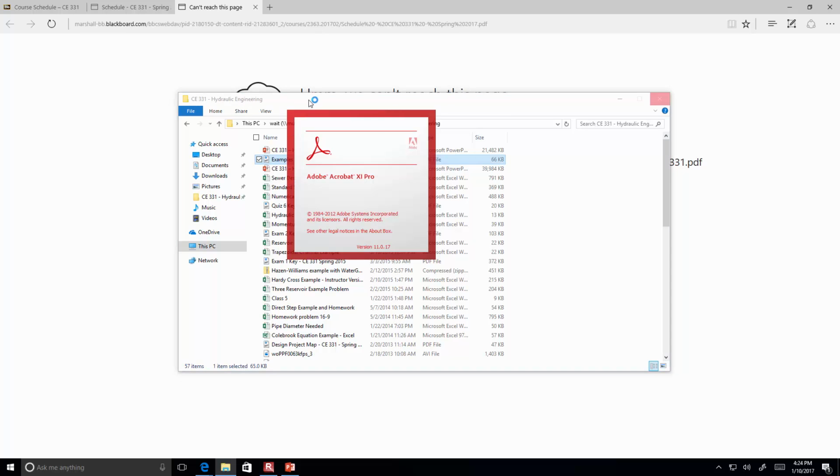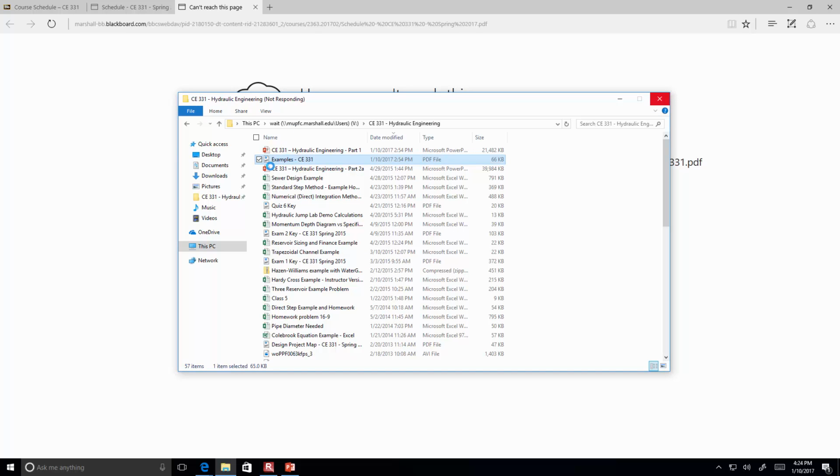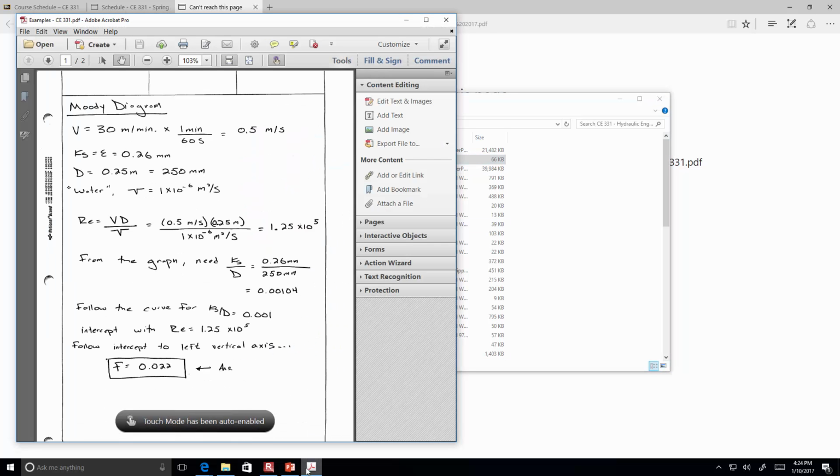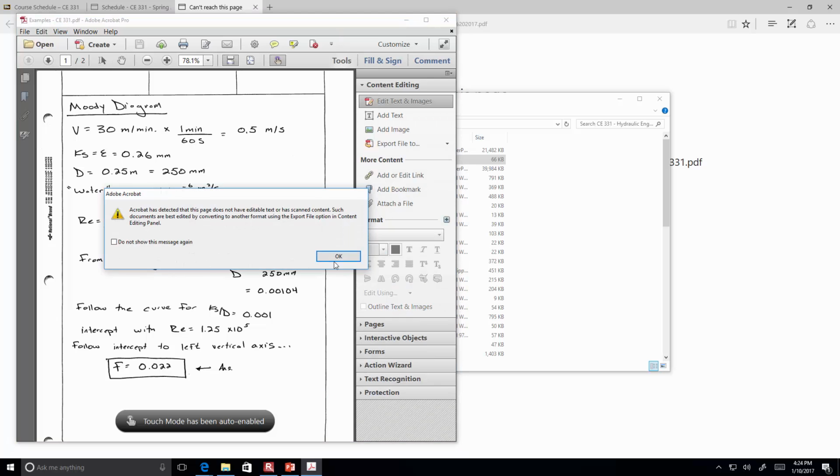I don't know why it would think that I should use Microsoft Edge as the default application for PDF files. But luckily, they've got Acrobat.